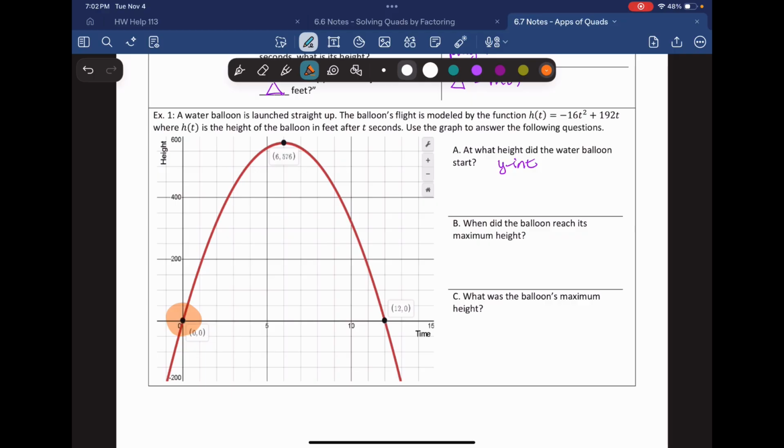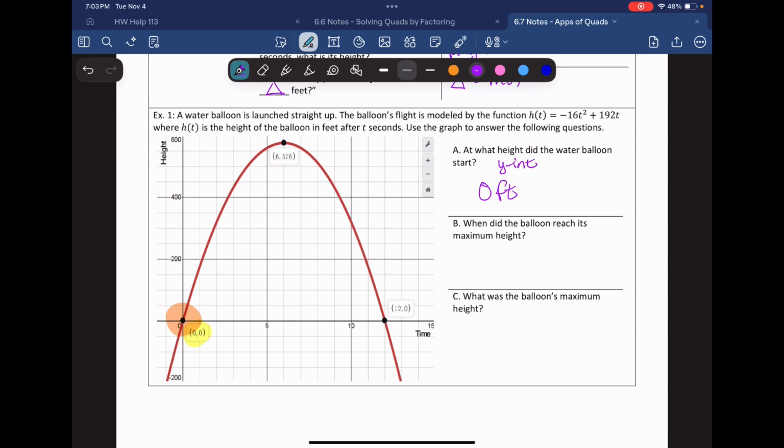Well, the ordered pair down there, 0, 0. So it must mean the height when the water balloon started was 0 feet. It's like imagine launching it straight up from the ground. Like if you have one of those catapults, or you know how kids get really mean about it and pull it way down. It probably means it started at 0.